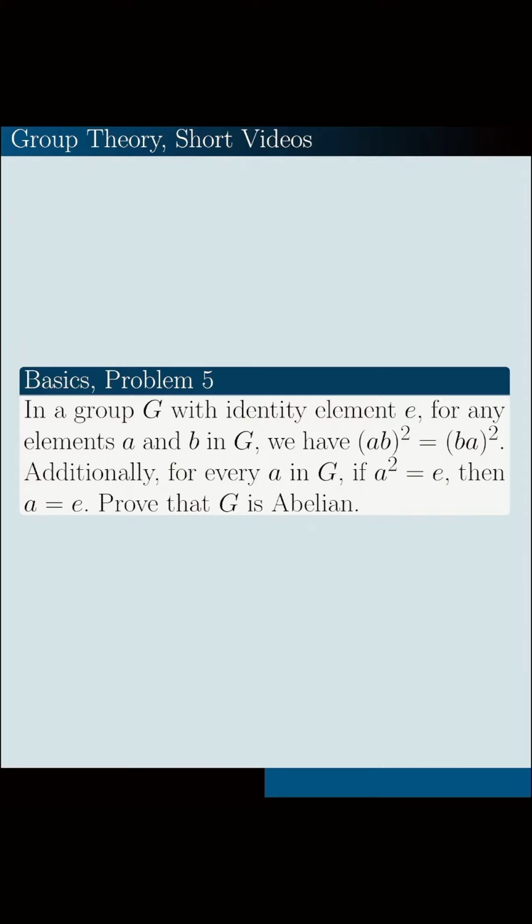Hello, in this short video I'm going to solve the following problem for you. In a group G with identity element e, for any elements a and b in G, we have (ab)² = (ba)². Additionally, for every a in G, if a² = e, then a = e. Prove that G is abelian.